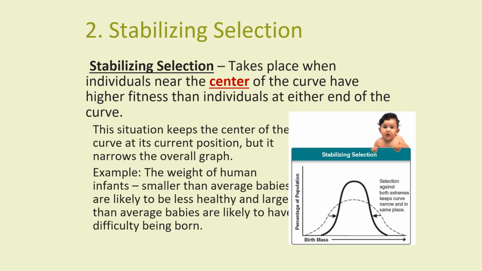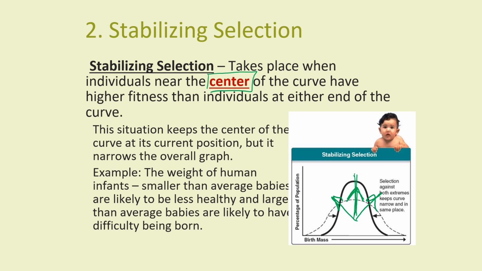The second type is stabilizing selection. Stabilizing selection takes place when the individuals near the center of the curve have a higher fitness. So again, the curve goes up. This makes sense: we know that stable is in the middle, and anything to the side would be considered unstable. If it's shifting from one side to the other, back and forth, it is considered unstable. So the middle is the most stable. This situation keeps the center of the curve at its current position, but it narrows the extremes, so the extremes are practically non-existent.